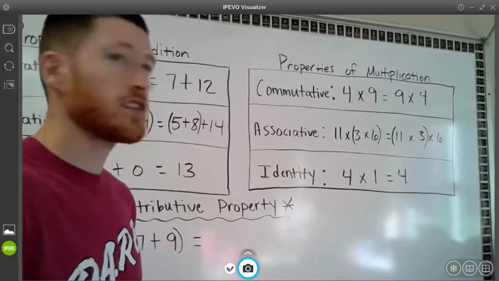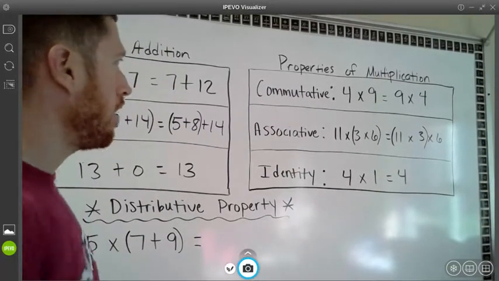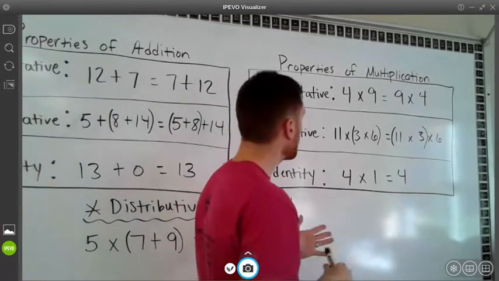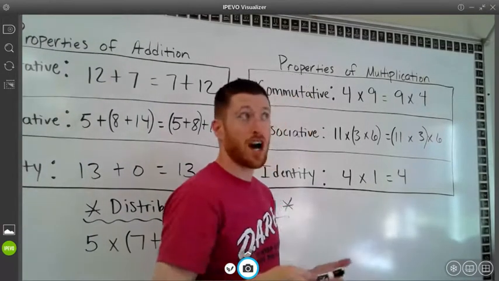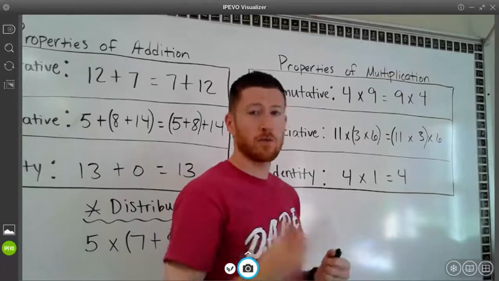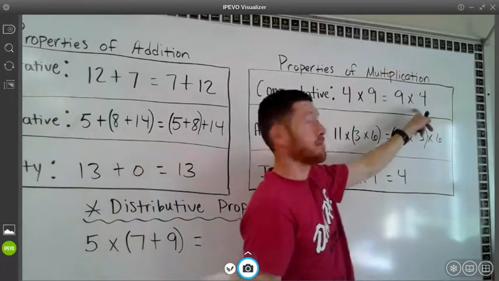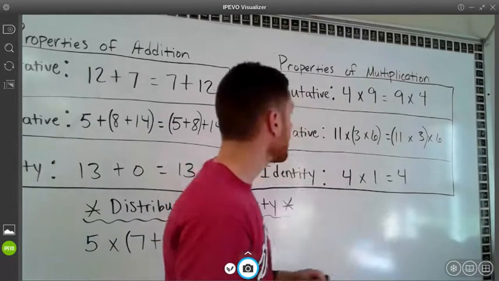We've got the same 3 terms, but they're slightly different, not a whole lot. The commutative property, same thing, just changing the order of the numbers, and you get the same product. The answer of a multiplication problem is called the product. So 4 times 9 is 36, and 9 times 4 is also 36. So you're going to get the same answer there.